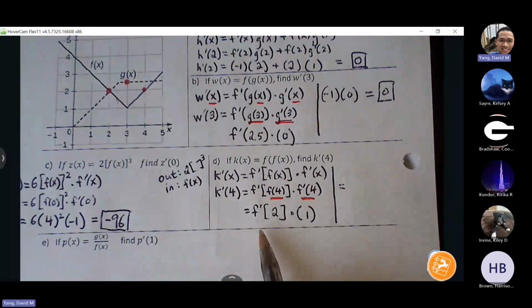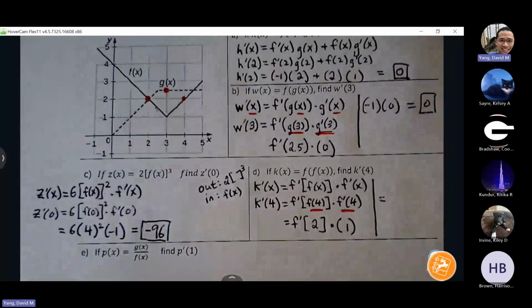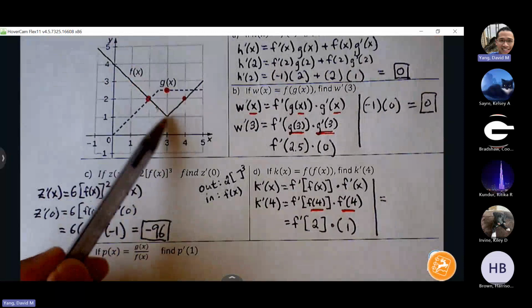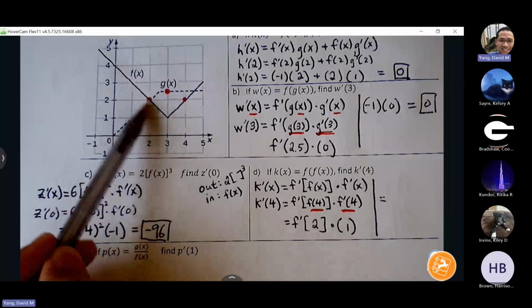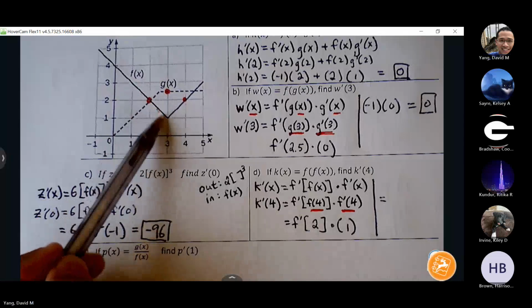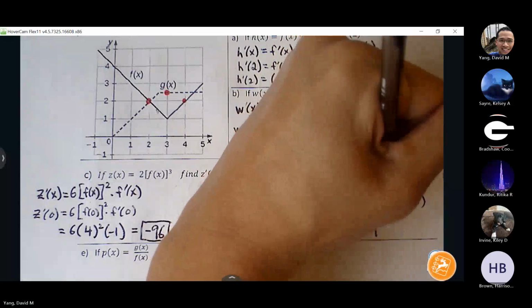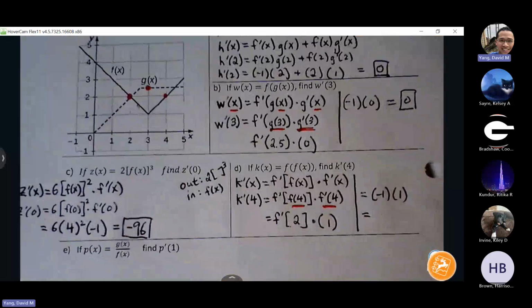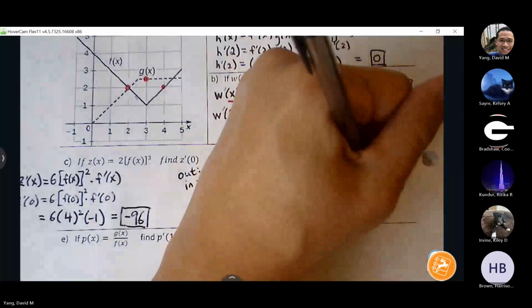Okay, so now the last piece that we need to find is f prime of 2. f prime of 2 is asking for the slope of the f graph at 2. The slope of this line segment here is -1, right? Down 1 over 1. Now that we have resolved all the function notation into numeric values, we can multiply the result.